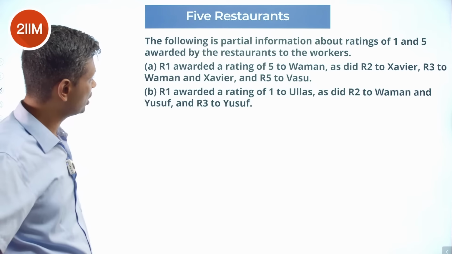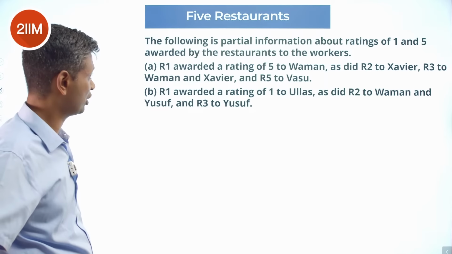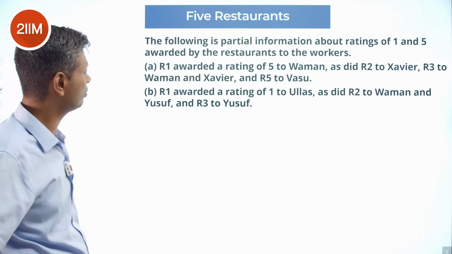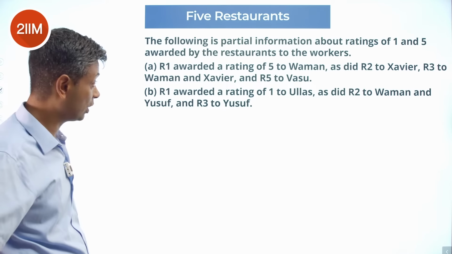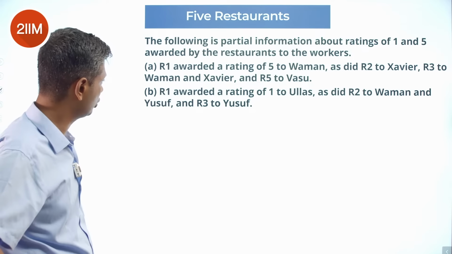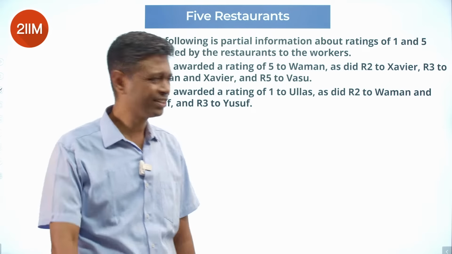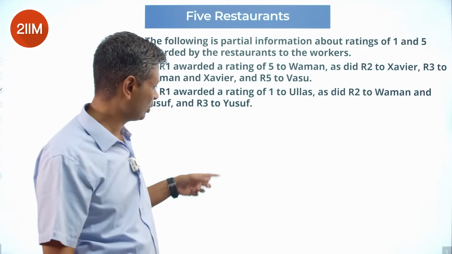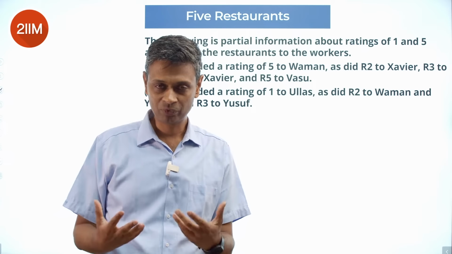The following is partial information about ratings from 1 to 5 awarded by the restaurants to the workers. R1 awarded a rating of 5 to Vaman, as did R2 to Xavier, R3 to Vaman and Xavier, and R5 to Vasu. R1 awarded a rating of 1 to Ullas, as did R2 to Vaman and Yusuf, and R3 to Yusuf. These are individual data points which you need to fix. I can straight away sense I need to put R1, R2, R3, R4, R5, U, V, W, X, Y, and then try to make sense of the data.